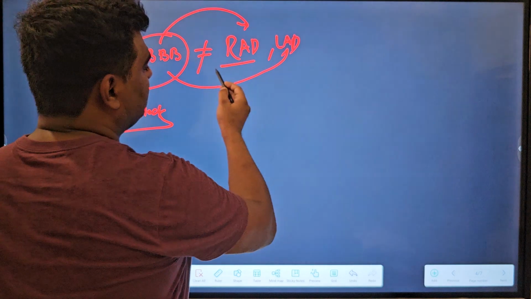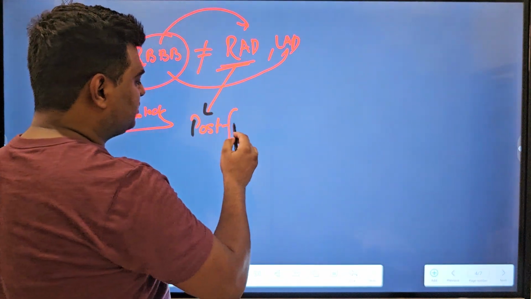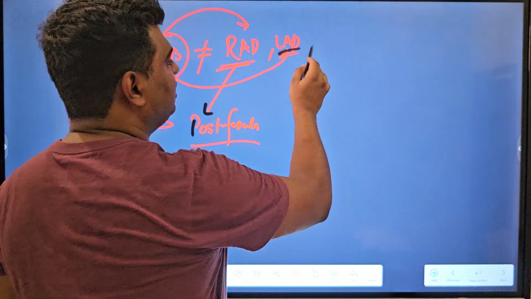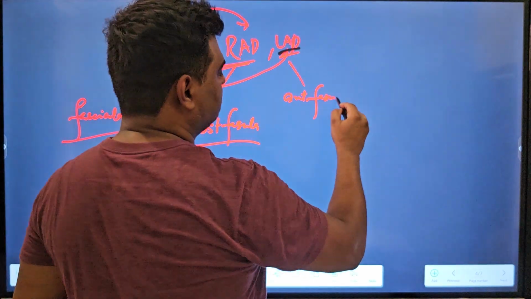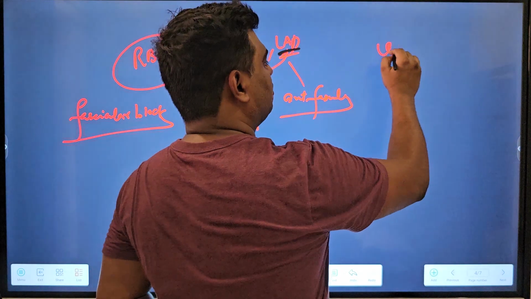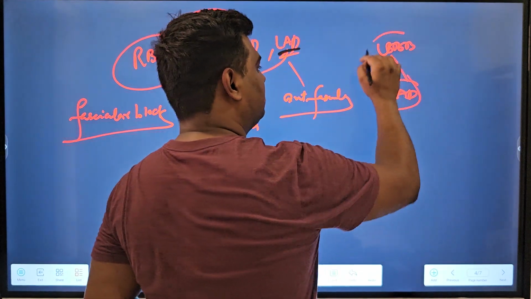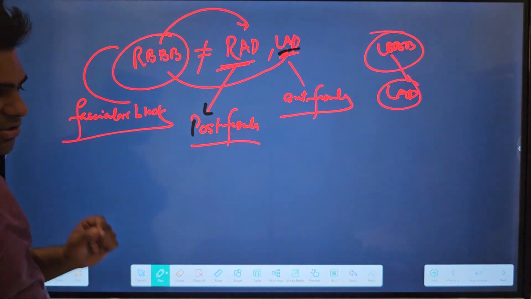If it has a right axis deviation, then that means the patient has a posterior fascicular block. And if the patient is having left axis deviation, then he has anterior fascicular block. So please remember, just like left bundle branch block can cause left axis deviation, the right bundle branch block does not cause right axis deviation.